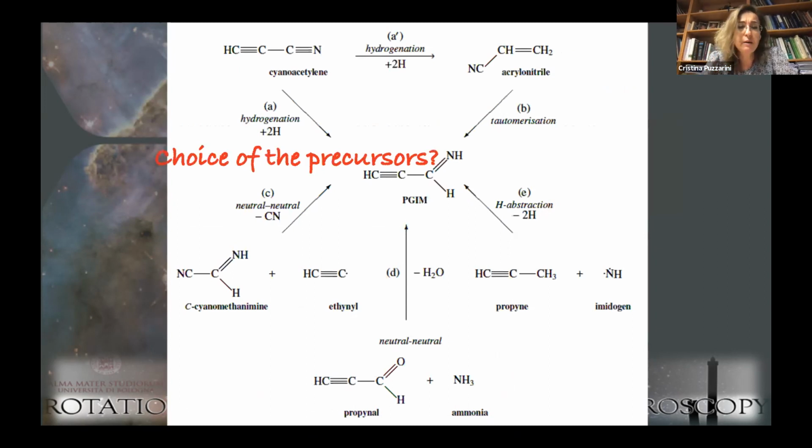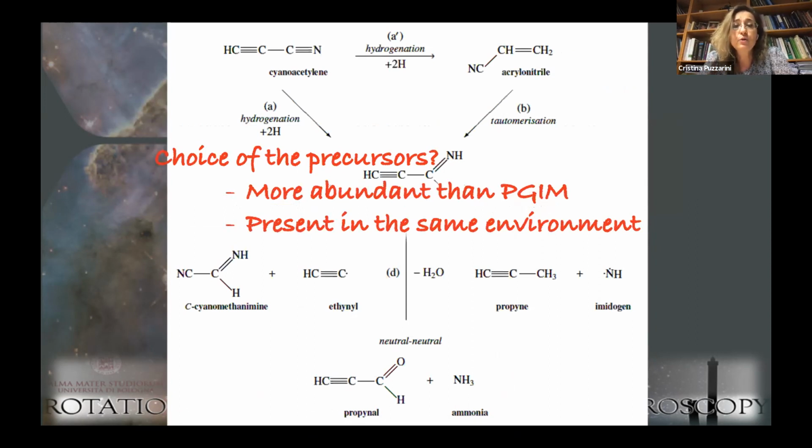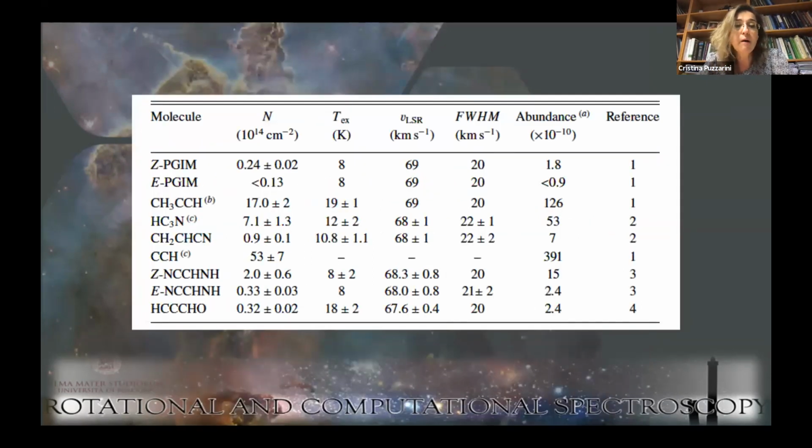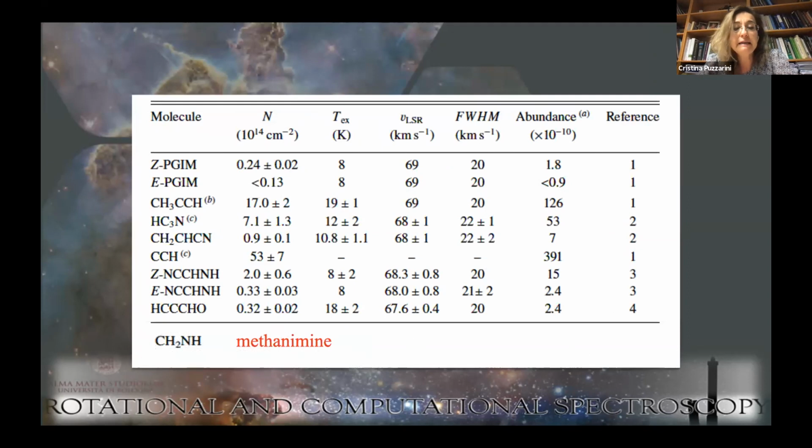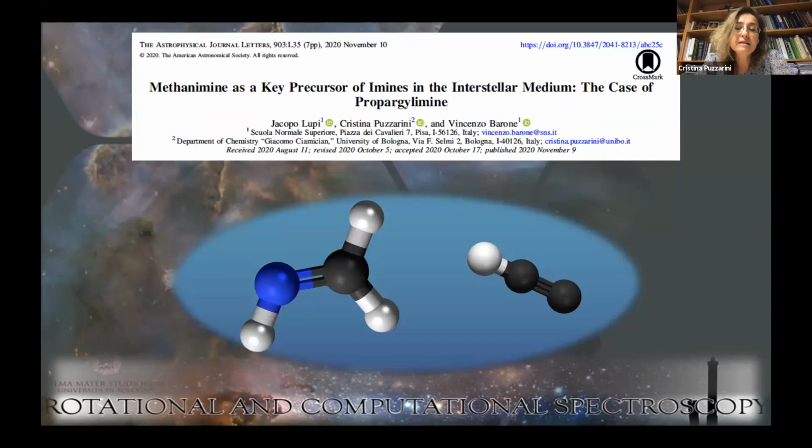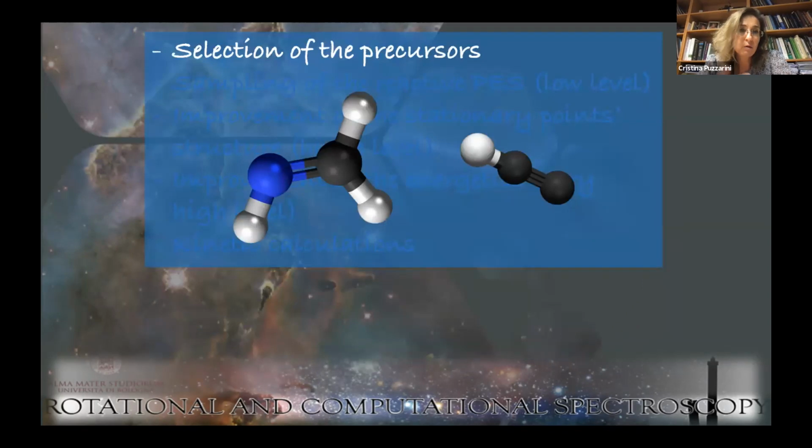As I told you, you have to choose the precursor. Of course, in this case, the precursors should be more abundant than your final product. And of course, they should be present in the same environment. There was already a selection of potential precursors, but there was one missing, and I was interested in it. Likely methanamine is rather present in different environments, and so I went for methanamine and the C2H radical. So the choice of the precursor was done.